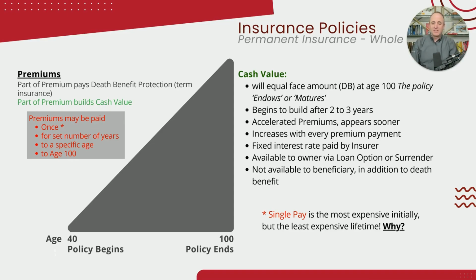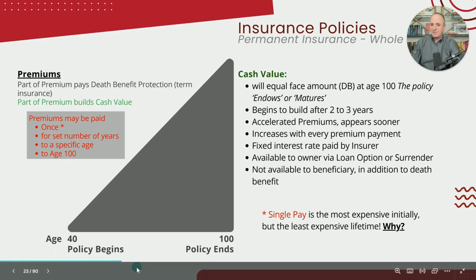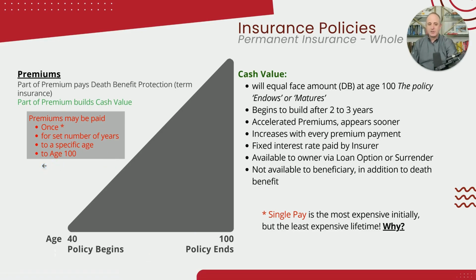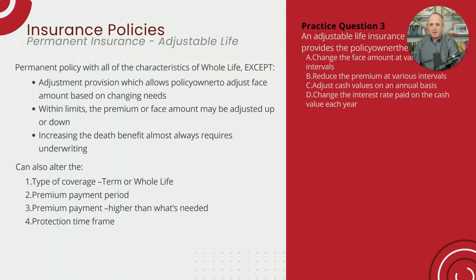It'll begin to build cash value after a couple of years. If you accelerate the premiums, you'll see that sooner. It increases with every premium payment. Single pay is the most expensive initially, and the reason for that is because you're paying the most upfront, but over the time of the policy, you're paying the least amount. And this gives you an idea of how often you can pay the premiums. You can either pay them once, for a set number of years, or to a particular age, and then it'll be calculated based on how you want to pay those premiums. All right, we're going to skip that.